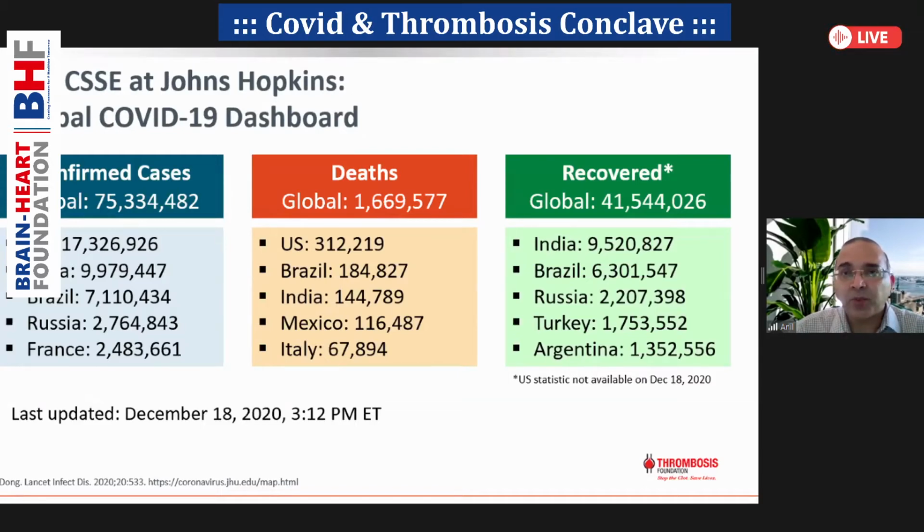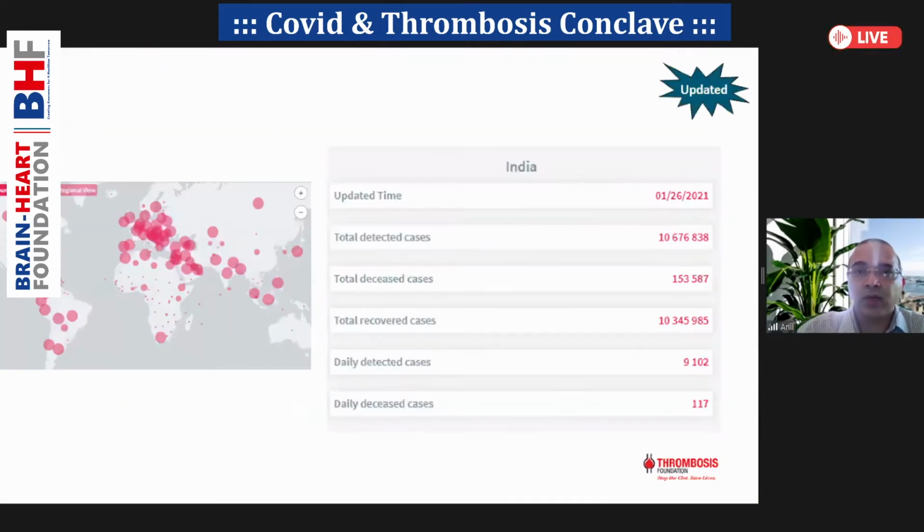This COVID dashboard shows India's death rate as 9.5, incidence of 9.5. And I can show you the current incidence as it stands a few days ago. And as you can see, the number of deceased is 153,000 with 10 million cases. Having said that, remember India is the second most populous country in the world.